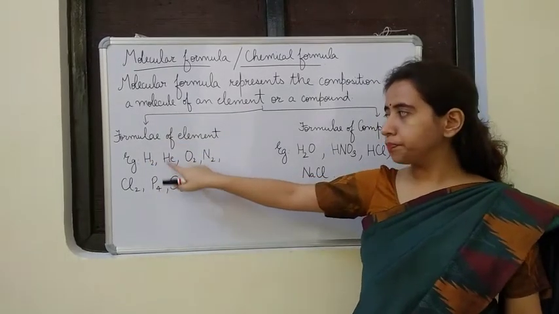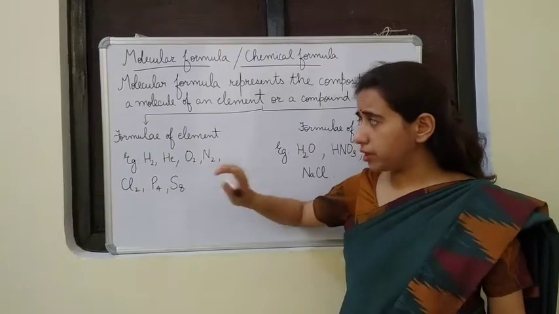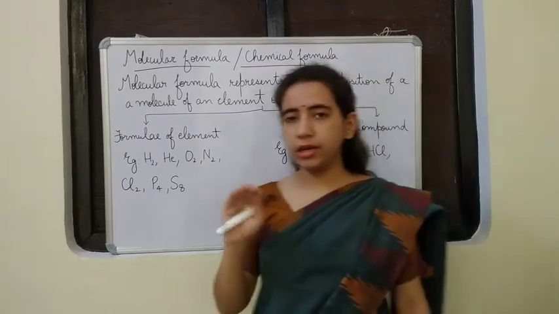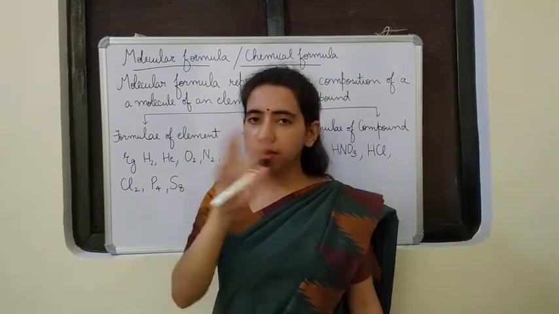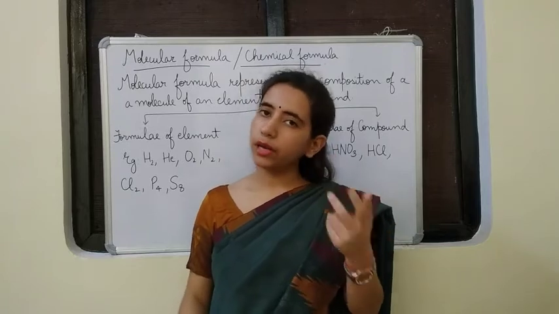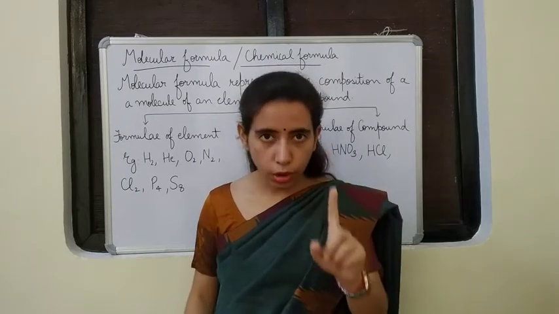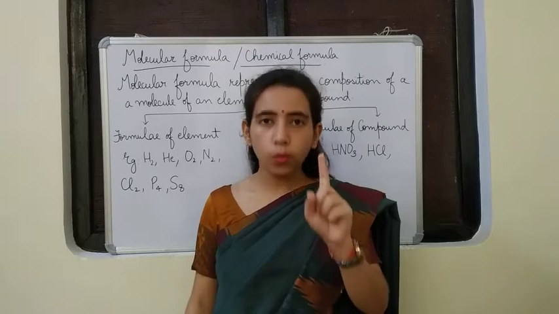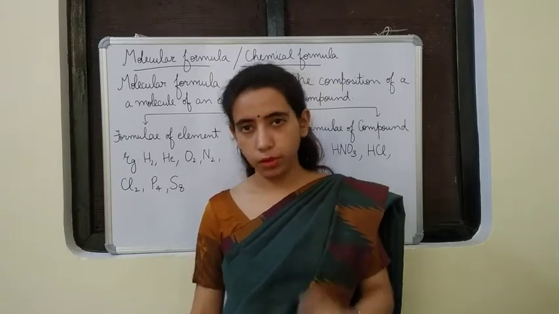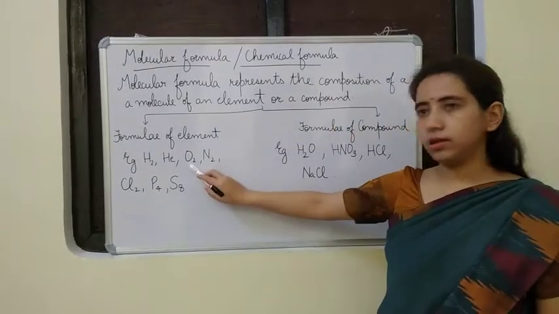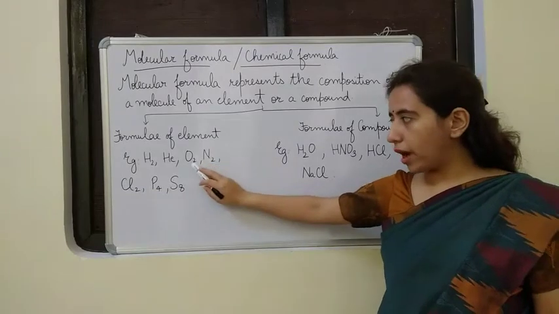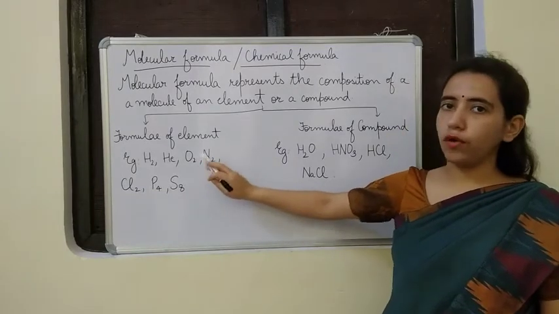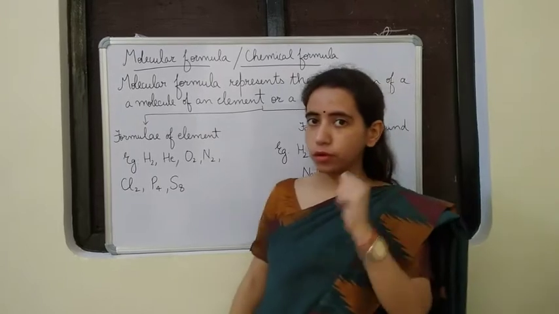Next is helium. See, no number is written here. If nothing is written in the subscript, that means it is understood as 1. 1 you can avoid writing. That means a molecule of helium consists of only one atom of helium. Then next is oxygen. It is very simple. Two atoms are there. So a molecule of oxygen consists of two atoms of oxygen.